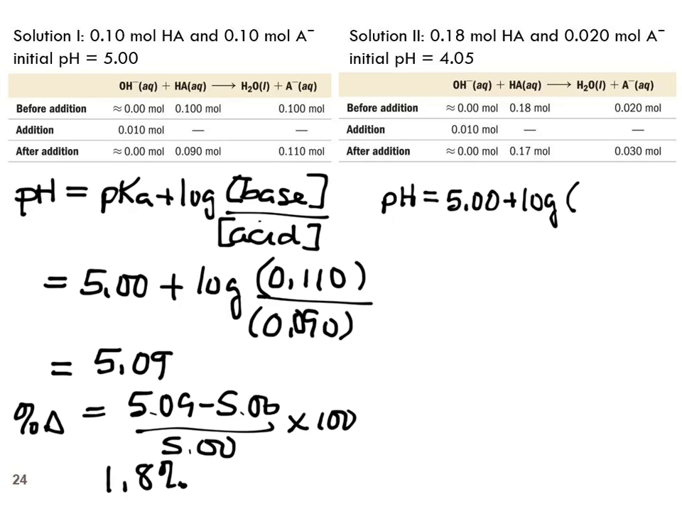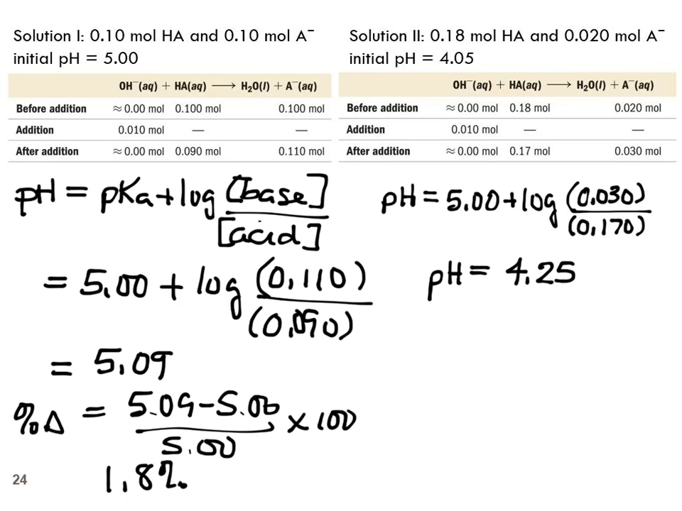Yeah. Okay, the base, 0.030, divided by the acid. So 5 plus base 10 log of 0.03 divided by 0.17. And now we're getting the pH is equal to 4.25.